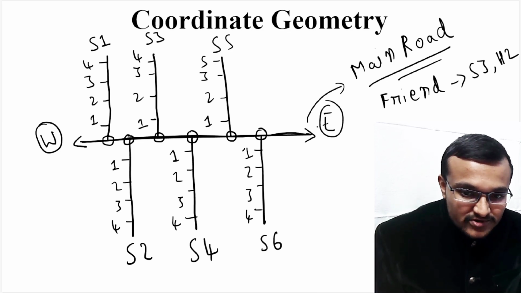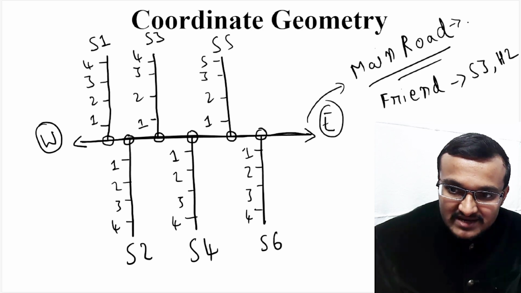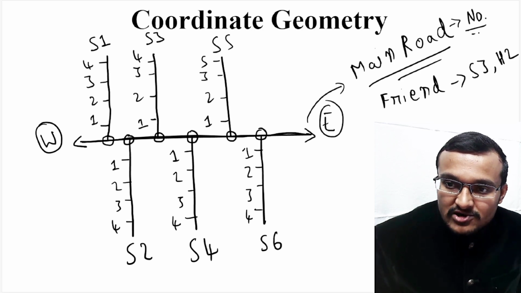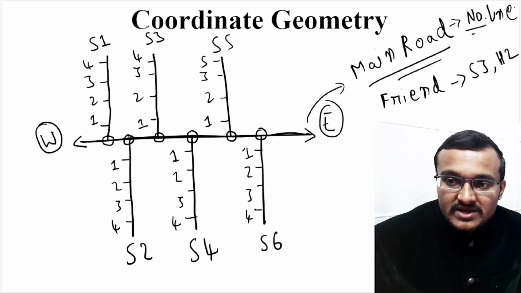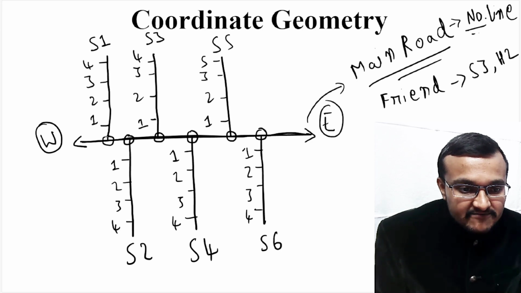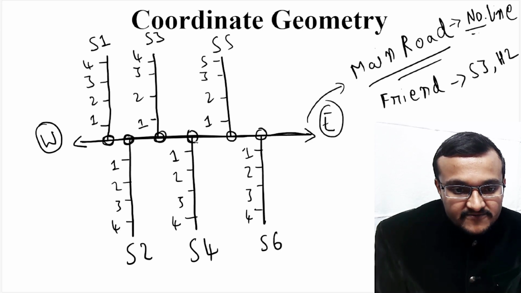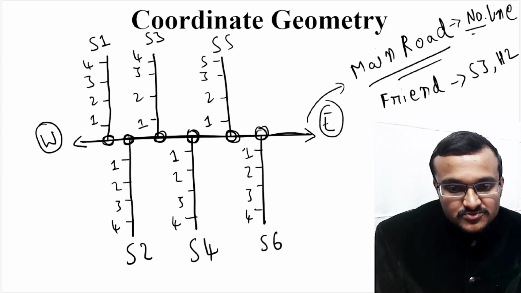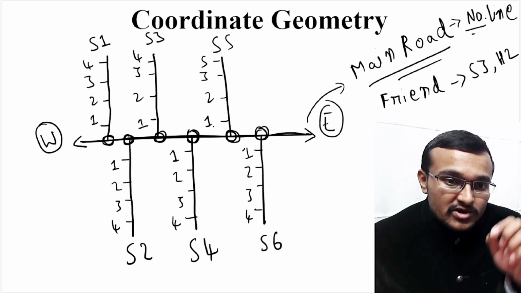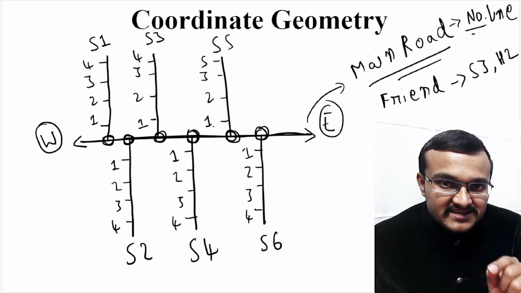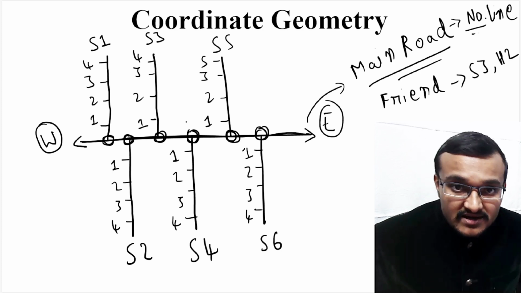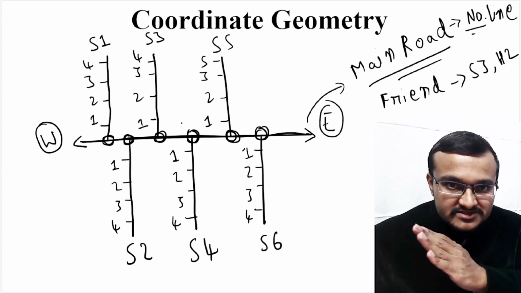So now this main road itself we are calling as number line. So this main road we will call this as number line, and on this number line we have different positions, that is first position, second, third, fourth, fifth and sixth position. Now you can locate street 3 on this particular number line, that is from west to east.